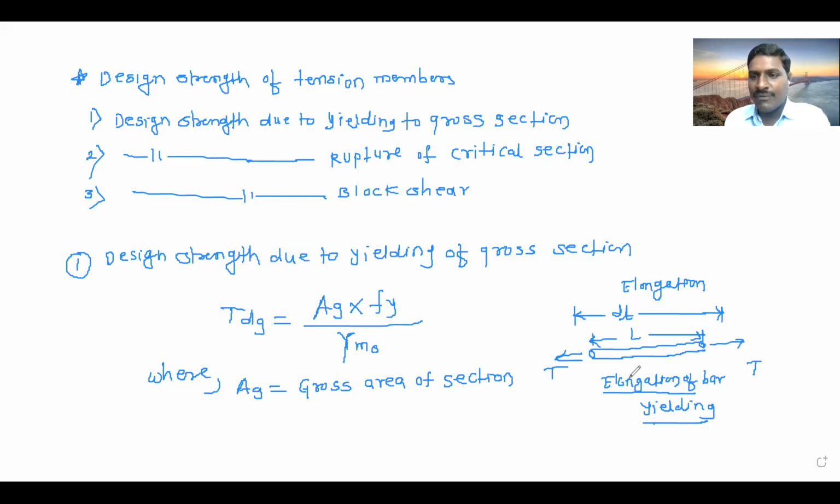That bar will fail due to yielding. Yield म्हणजे elongation होत गेलं त्याचं. The failure due to yielding. Are you getting? Three failure criteria of the tension member. The first criteria is the yielding of gross section.